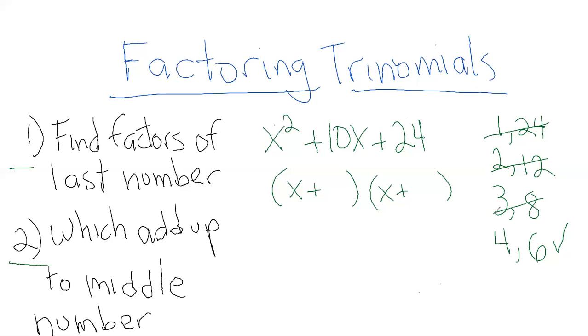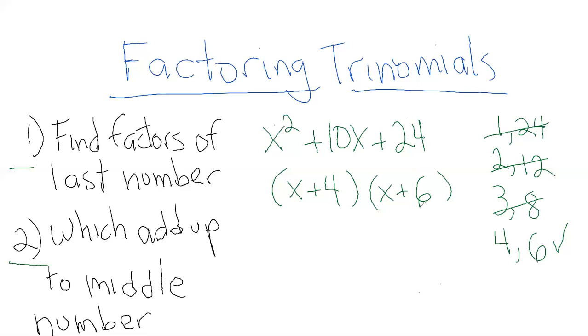So 4 plus 6 is 10. 4 times 6 is 24. So that solves our factoring. And you're already doing Algebra 1 heavy duty work. X plus 4 and x plus 6. So the hardest part was factoring, which is a third grade, I think, fourth grade concept.